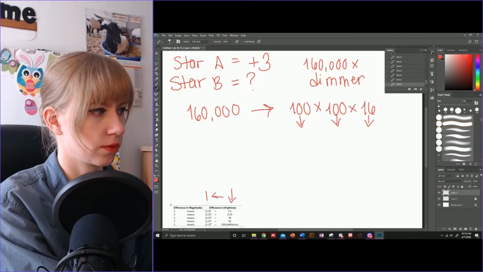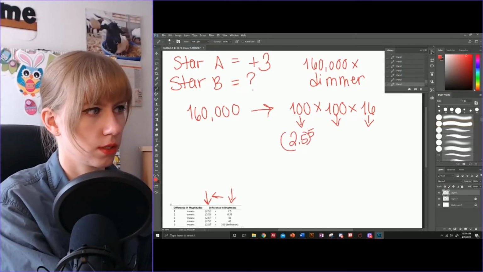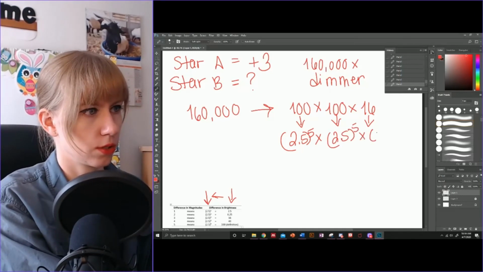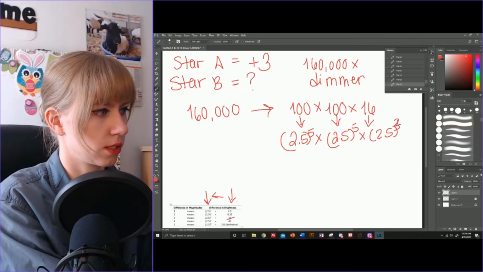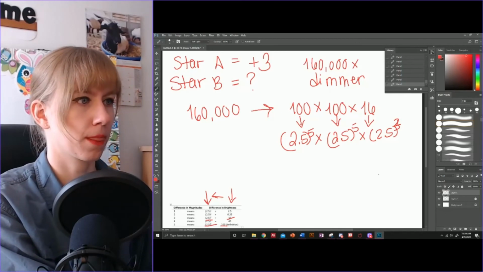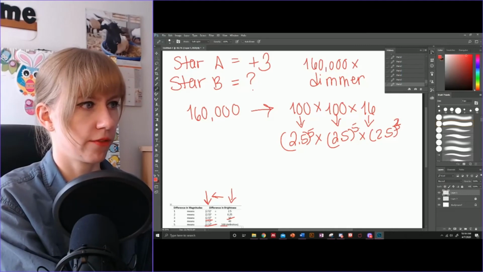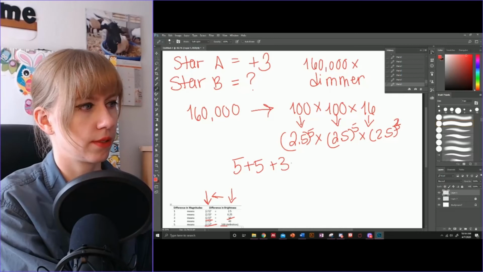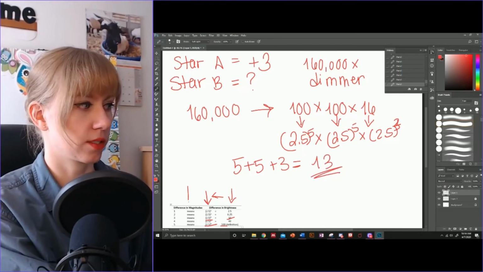Now we have to move over to here. Well, that's going to be 2.5 to the 5th times 2.5 to the 5th times 2.5 to the 3rd, because 16 is 2.5 to the 3rd, and 100 is 2.5 to the 5th. Cool. Alright, so what we will be using here is then 5 plus 5 plus 3. What is 5 plus 5 plus 3? 13. That is our difference in magnitude.